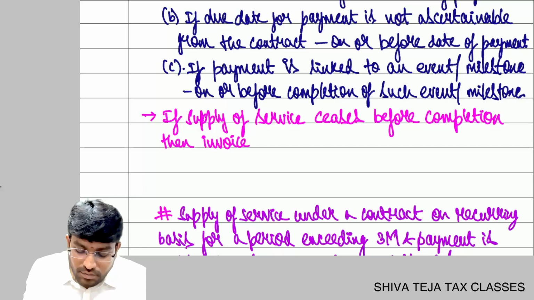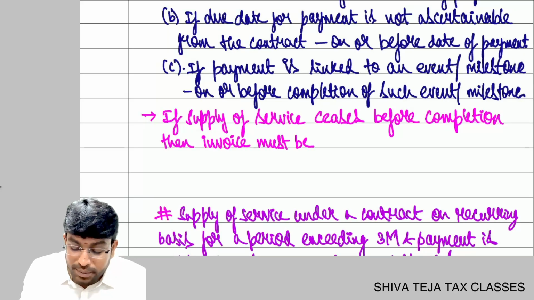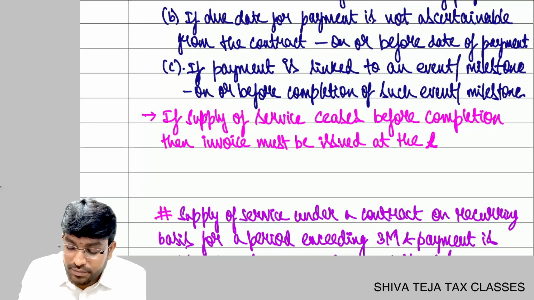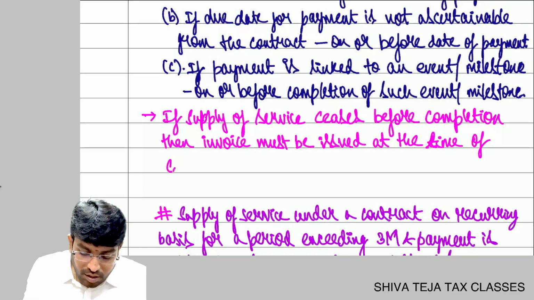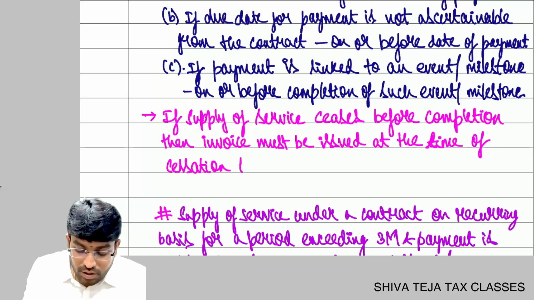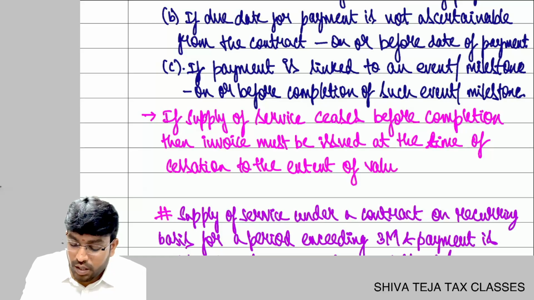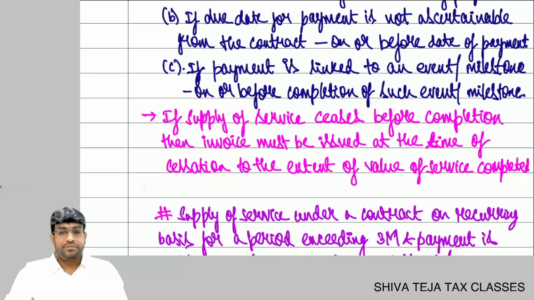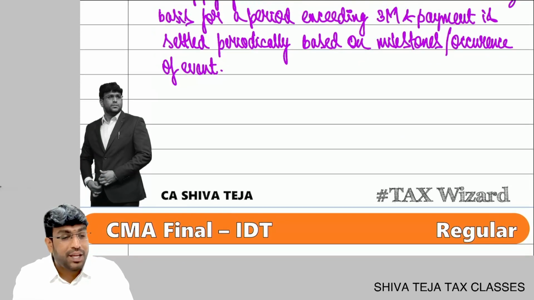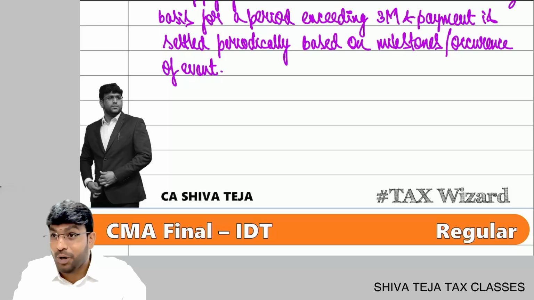If supply of service ceases before completion, then invoice must be issued at the time of cessation to the extent of value of service completed. Are we getting clarity, everybody? So that is the story of when invoice is supposed to be issued. Very interesting point.